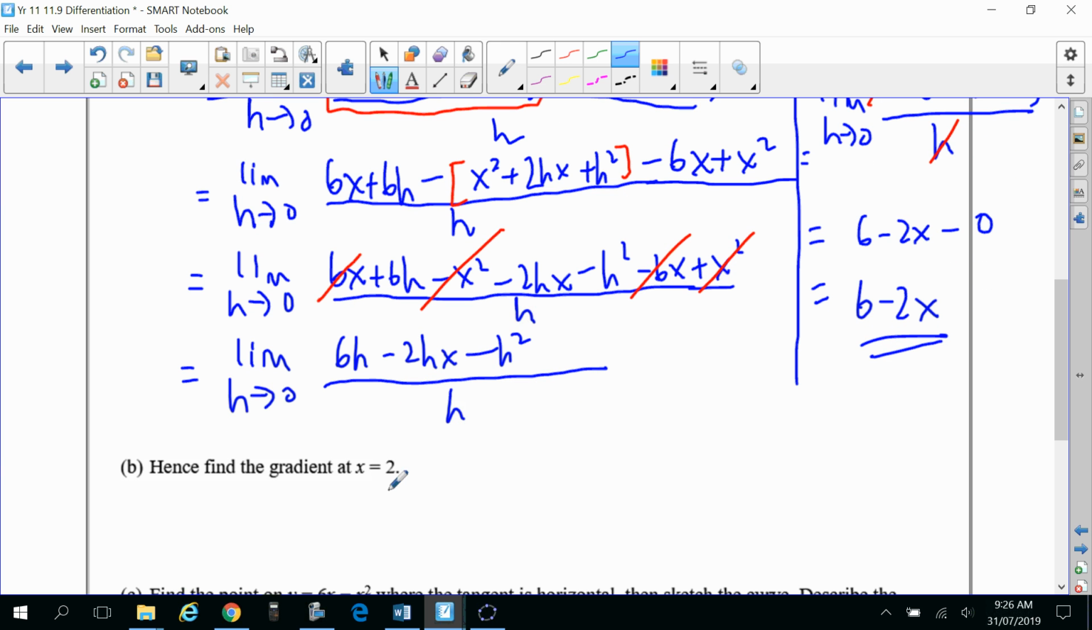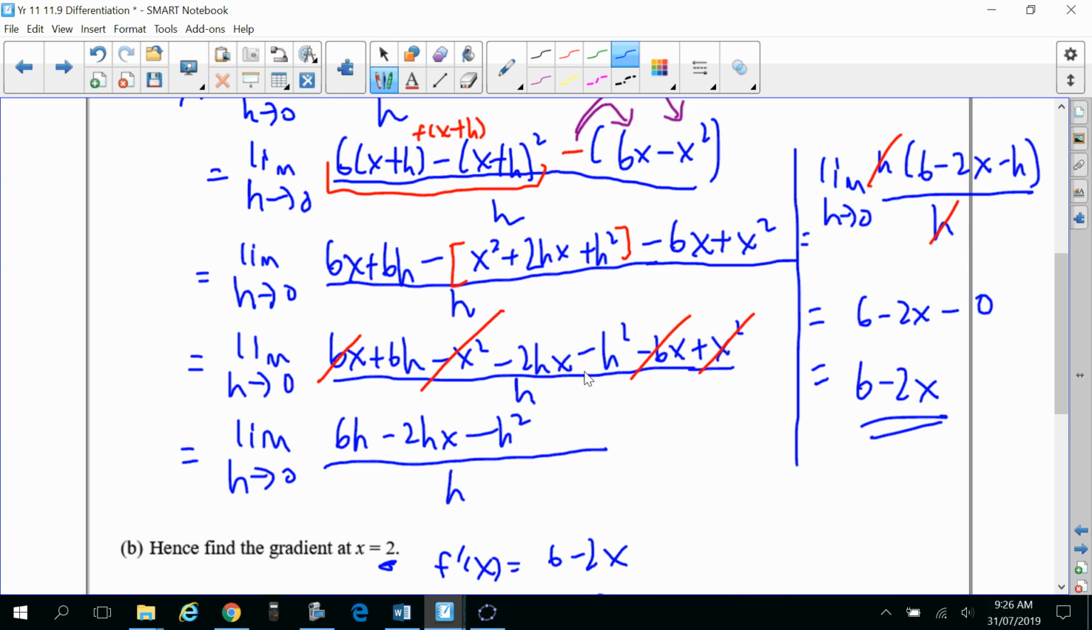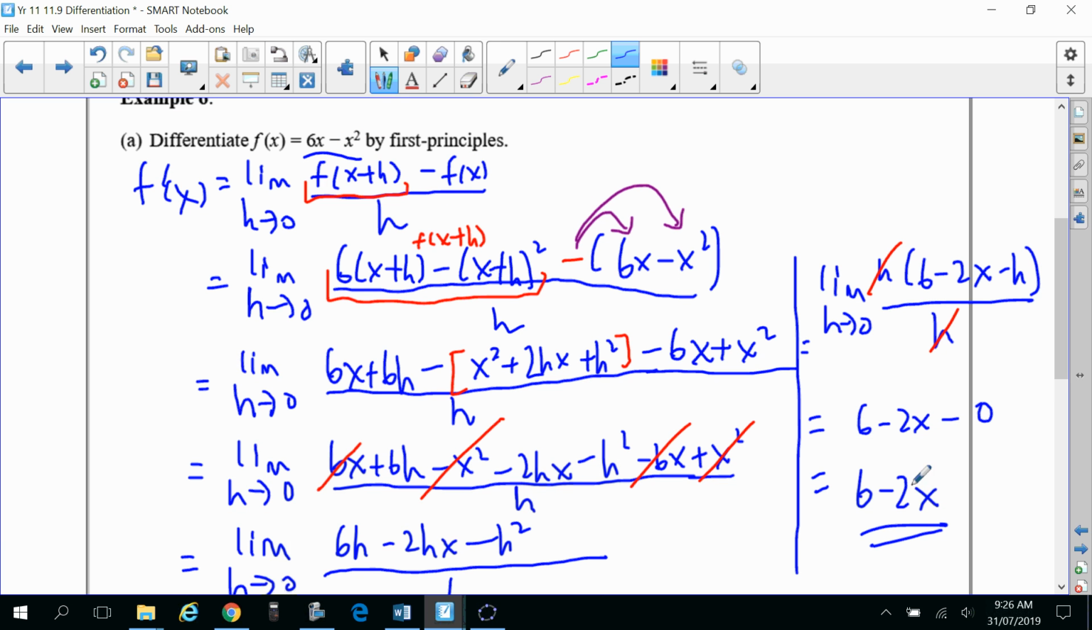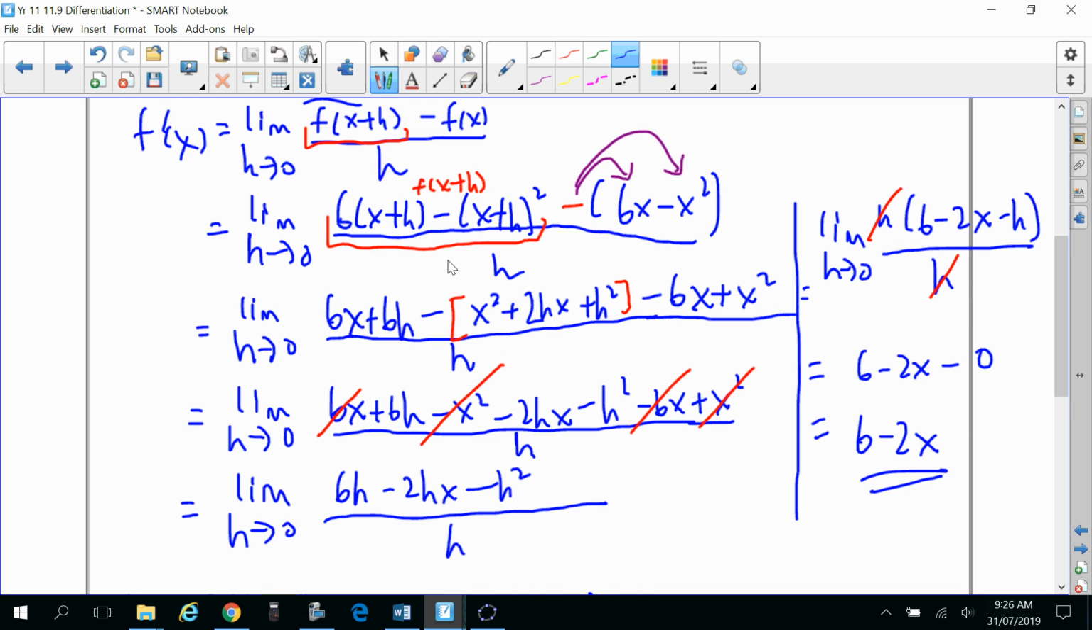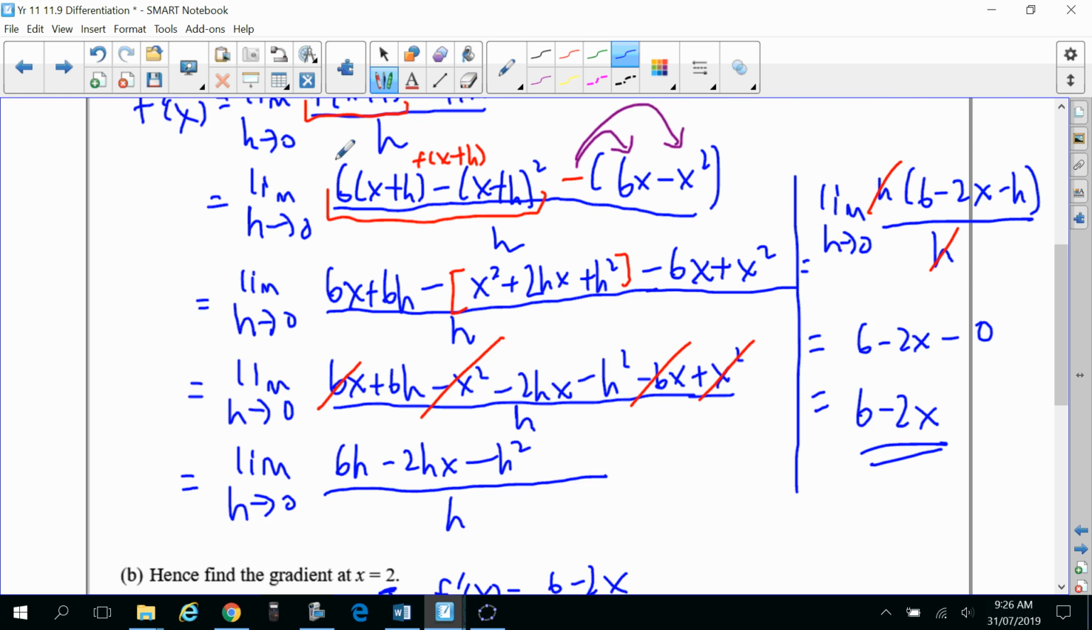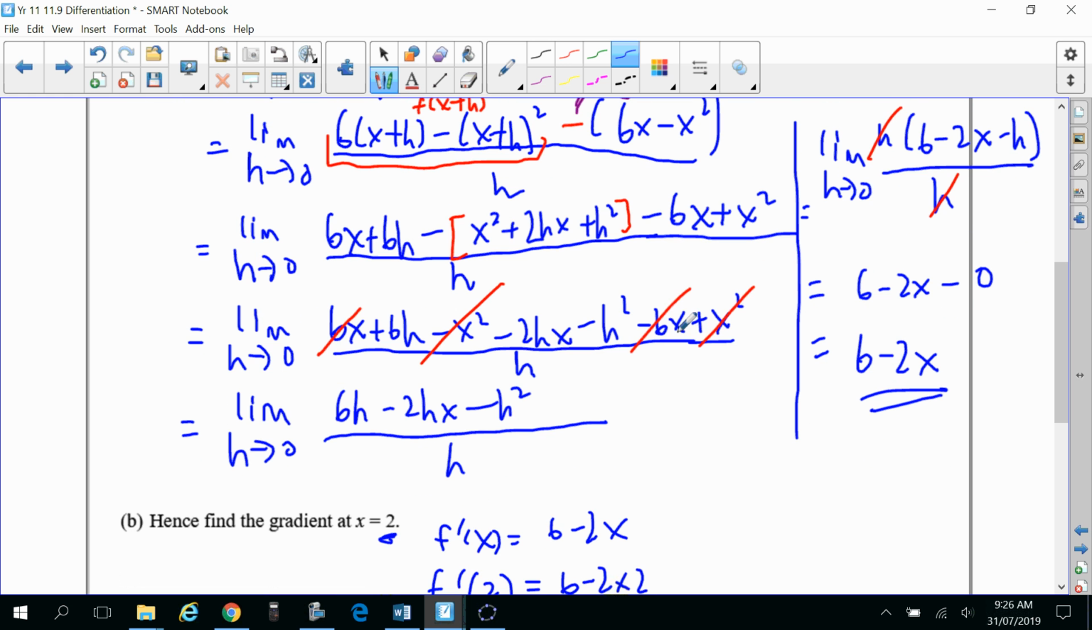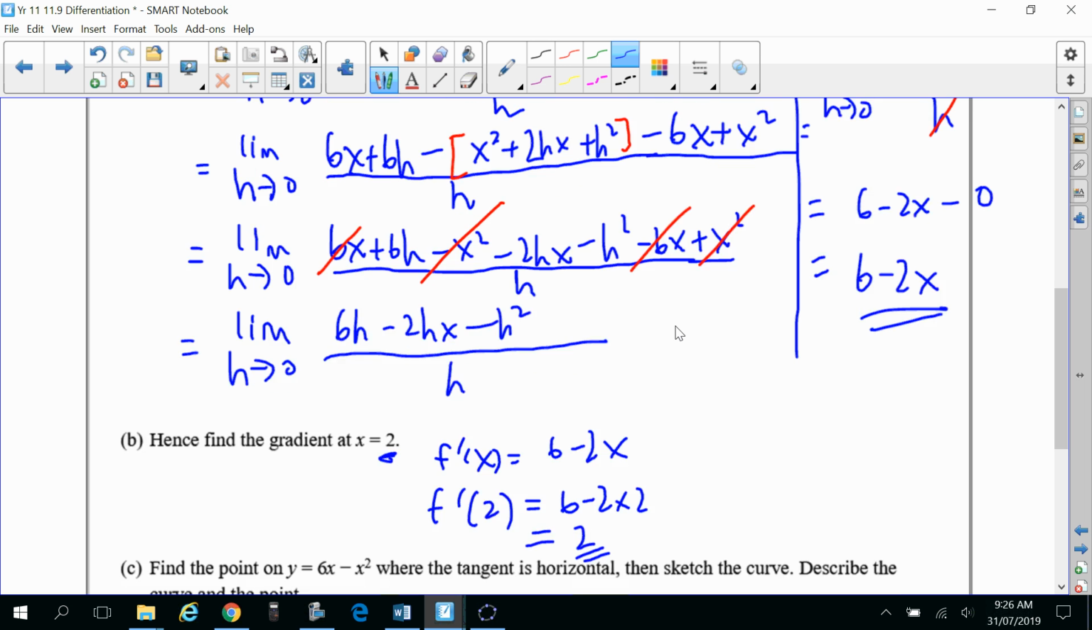hence find the gradient at 2, right? So the gradient at 2 will be, f dash of x is 6 minus 2x. Yep. At 2, it is 6 minus 2 times 2. The answer is 2. Gradient is 2. Notice that the rules still work. When you see the x squared, it's still 2x, right? We can actually do them separately. 6x is the gradient of 6, right? But we'll discuss more about that next lesson when we look at a rule. But for now, just do this procedure. Do not skip steps, because you will get things wrong. You lose the mark in the exam.